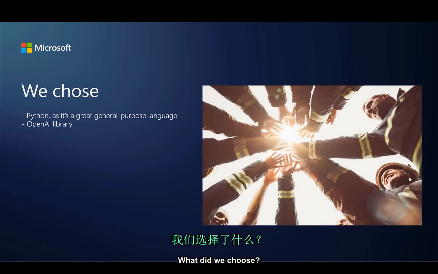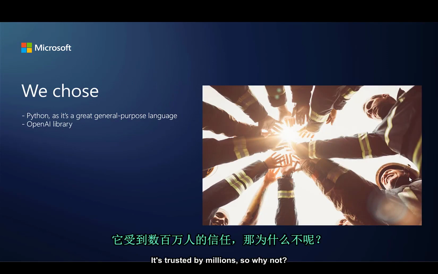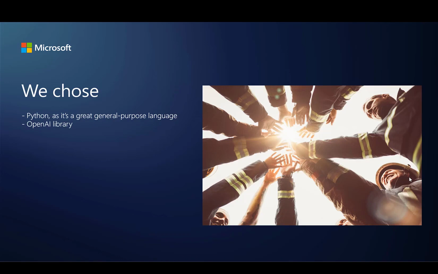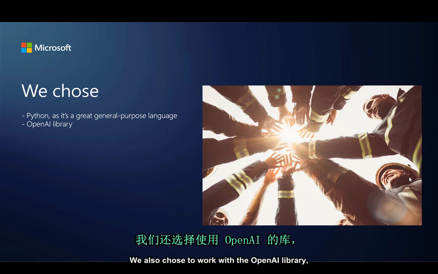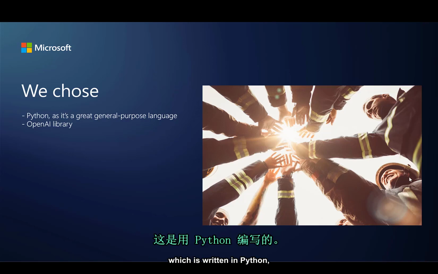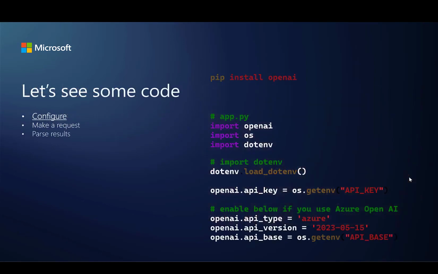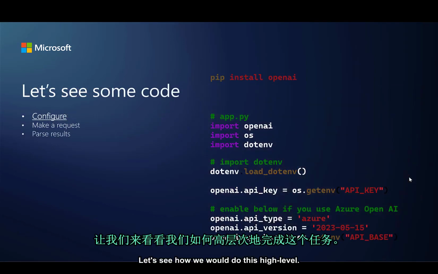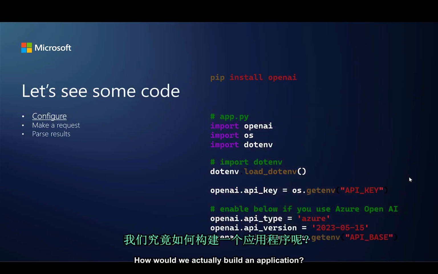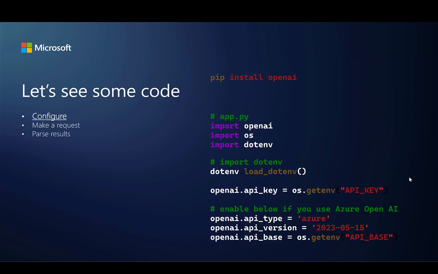Right, so what did we choose? Well, we chose Python. It's a general purpose language. It's trusted by millions, so why not? And we also chose to work with the OpenAI library, which is written in Python, but I believe it exists for different languages. I think JavaScript at least. So let's see how we would do this at a high level. How would we actually build an application?